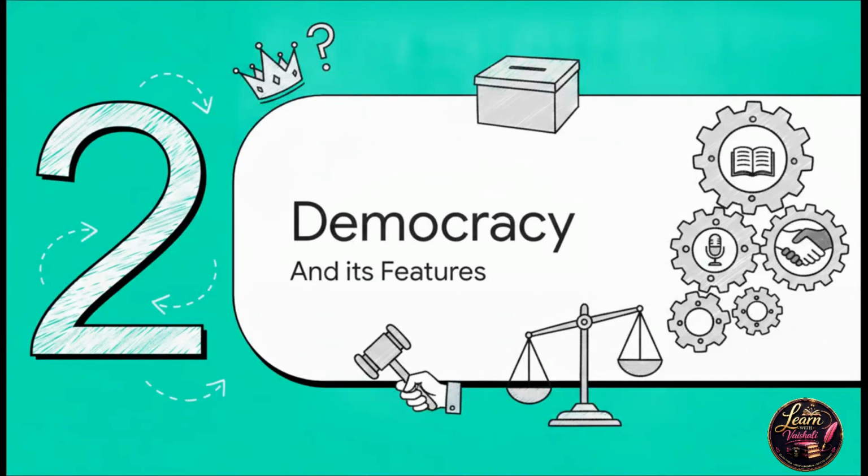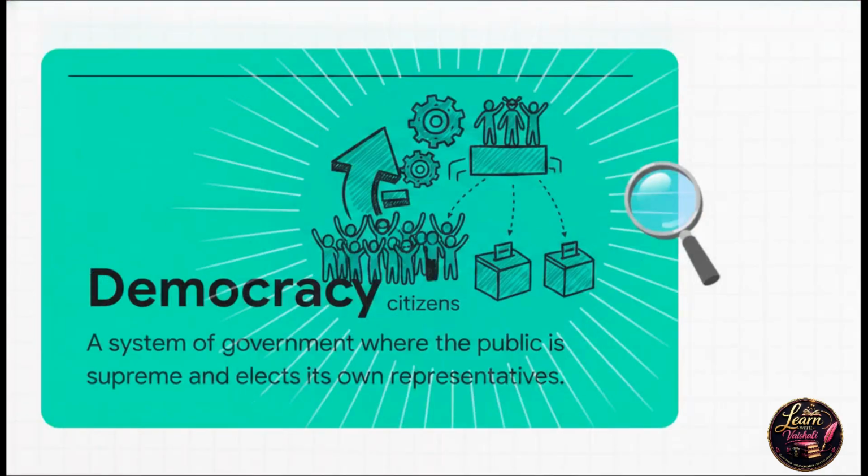Moving right along to Section 2, democracy and its features. Now, we hear the word democracy thrown around constantly on the news, right? But let's actually pin down a concrete definition for your exam. Democracy is a system of government where the public is supreme and they elect their own representatives. The entire engine here is public supremacy. Power originates completely from everyday citizens who essentially lend it to their representatives through the election process.